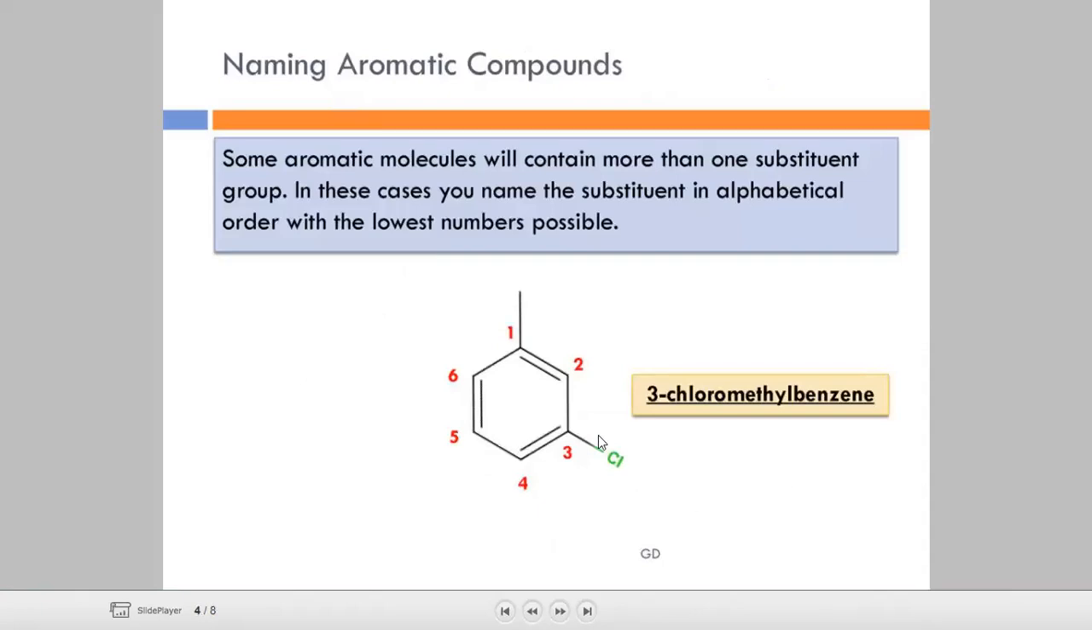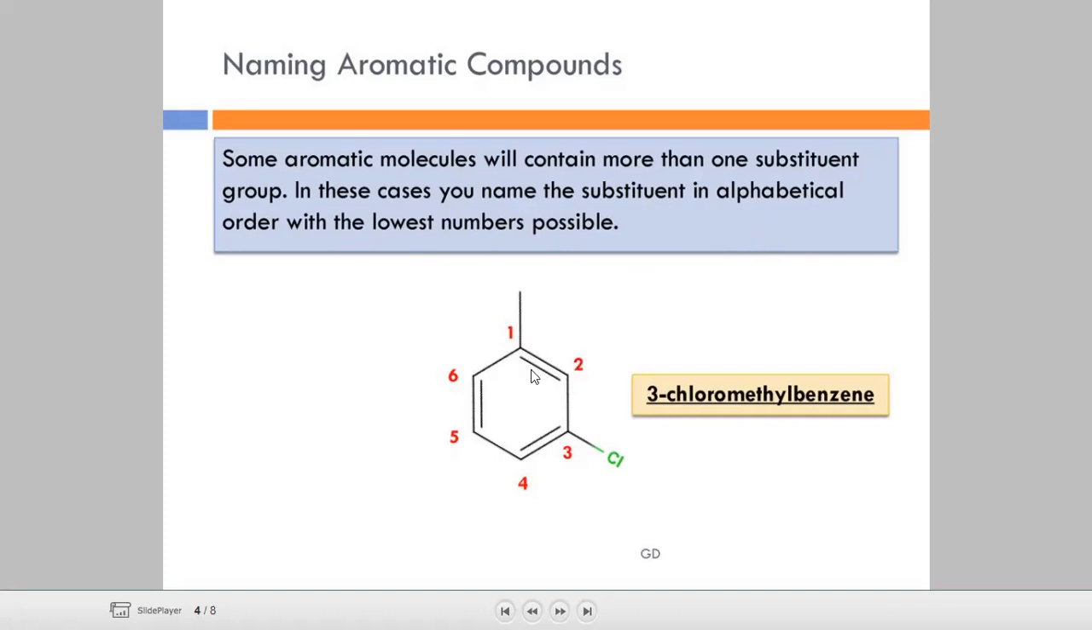Yes. Now look at this. Here, you don't have only one substituent. You don't have only one branch, but you have two. Notice that I'm just numbering the chloro. The methyl remains in number 1, and I don't have to mention the number 1 for that. As you can read here, some of these molecules contain more than one substituent. In this case, you name the substituents in alphabetical order with the lowest possible numbers.